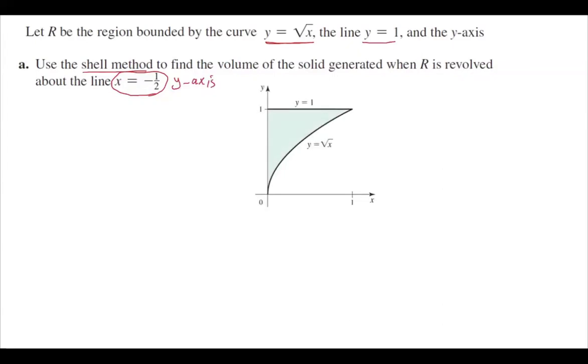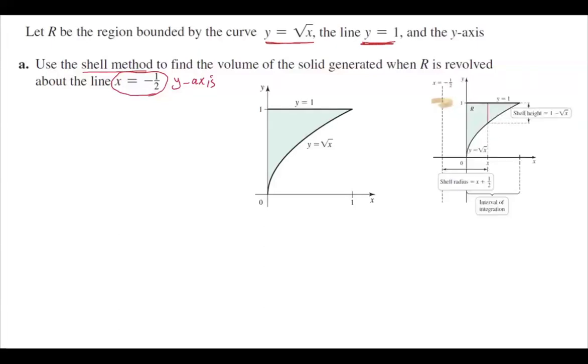So this is your object. This is the region that you're checking. You have y equals the square root of x. You have the horizontal line y equals 1. And then we are revolving this about x equals -1/2, which is this vertical line here. So it's not exactly the y-axis, it's parallel to the y-axis, but you have a distance here between x equals -1/2 and the y-axis itself. So the shell radius is x minus -1/2, which is x plus 1/2.